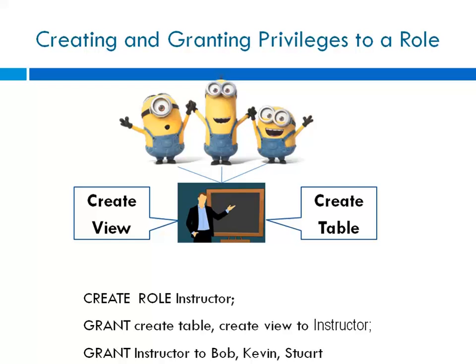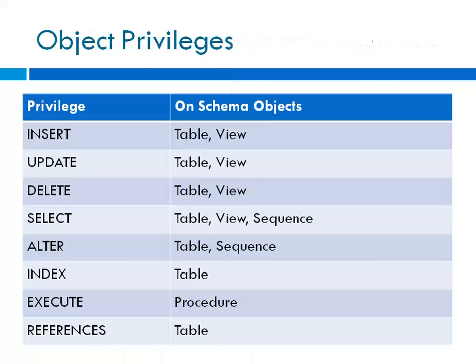So if another person, say Bobby, comes into the organization and he also wants to work as an instructor, then we can simply grant the instructor role to Bobby and that person can also work as an instructor.